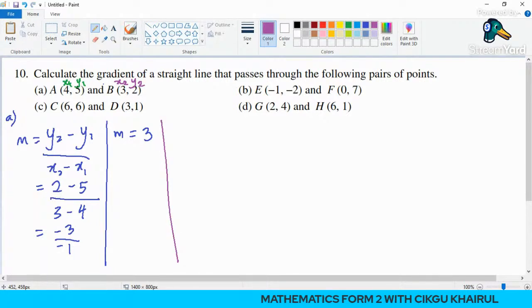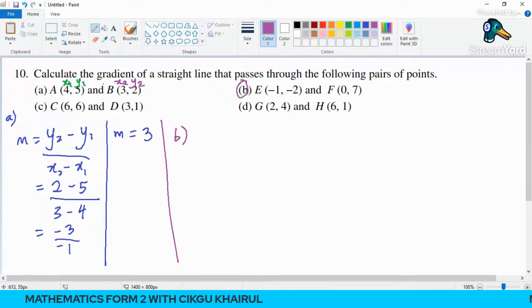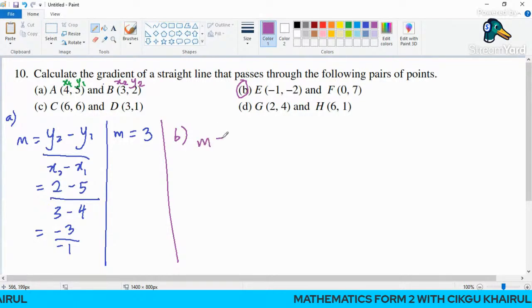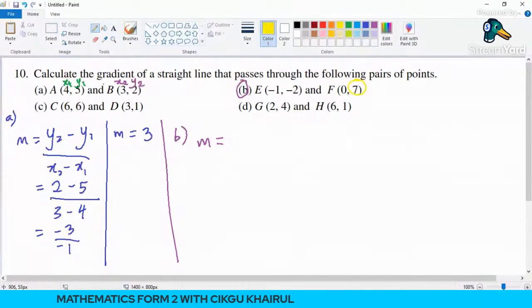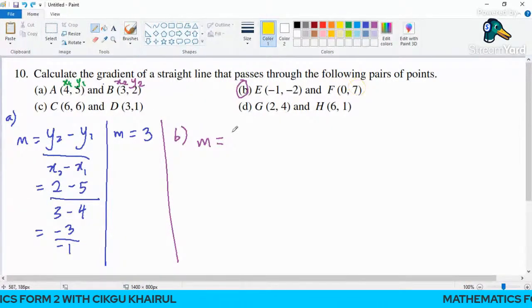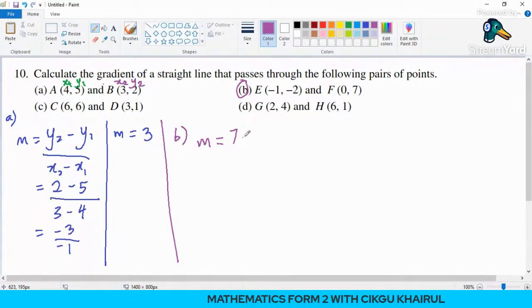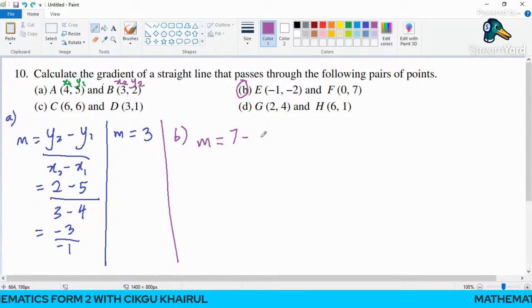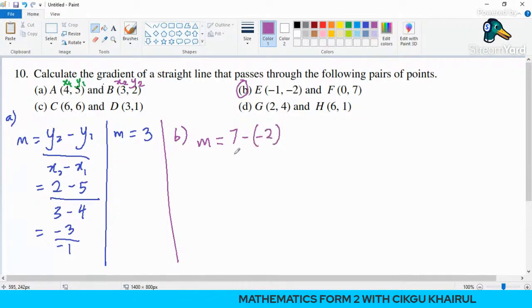Okay, let me write here B, question B. So question B, this is question B. So I write here m as gradient equal to, so y2, y2 I take from here. This is y2. I choose this one as y2. So y2 is 7. Oops, sorry. Okay, 7 minus y1. This is y1. So minus y1. Y1 is negative 2. Don't forget to write negative and put a bracket for a negative number. So it becomes 7 minus negative 2.